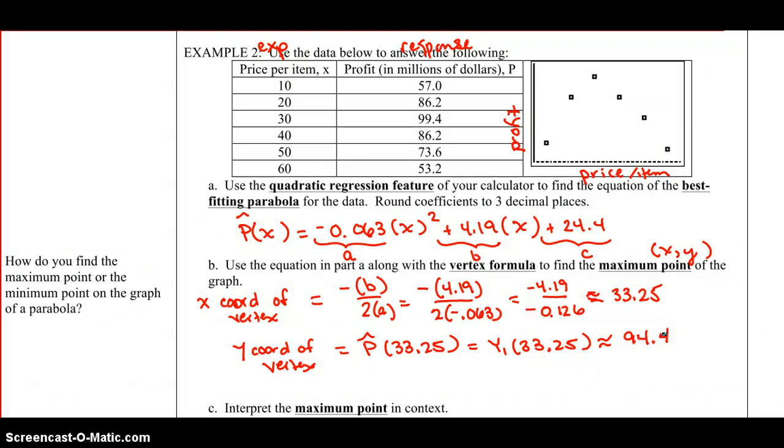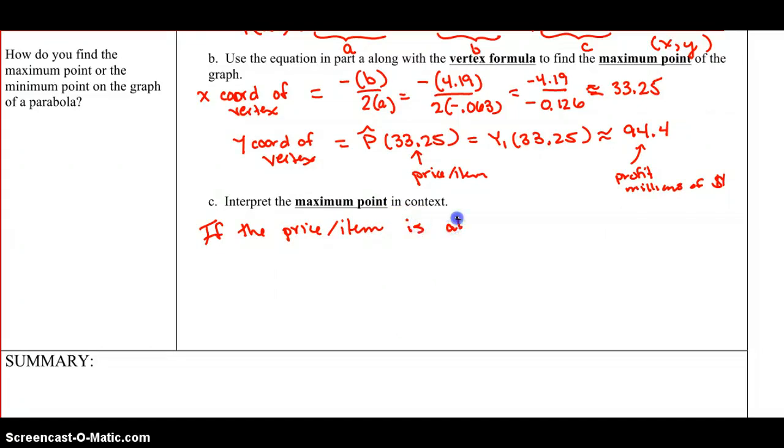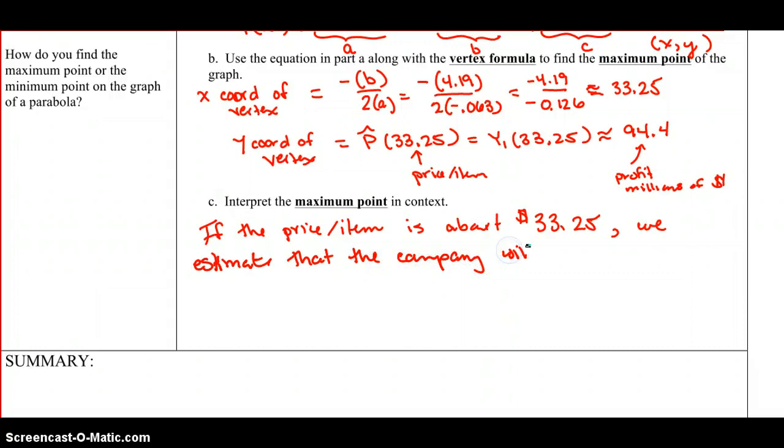So this is about 94.4. So if we interpret what that actually means in context, so again, the input here was the price per item, and the output, if we go back up to the table, was profit, and that was in millions of dollars. So if we want to interpret that maximum point in the context of this problem, it tells us that if the price per item is about, we set it to be about $33.25, we predict, or we estimate, that the company will make a maximum profit of $94.4 million.